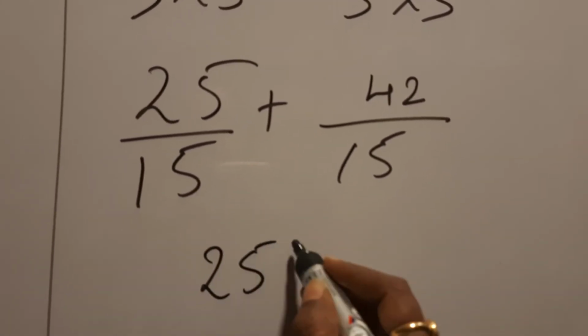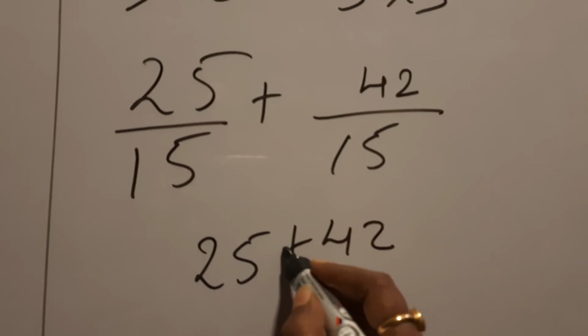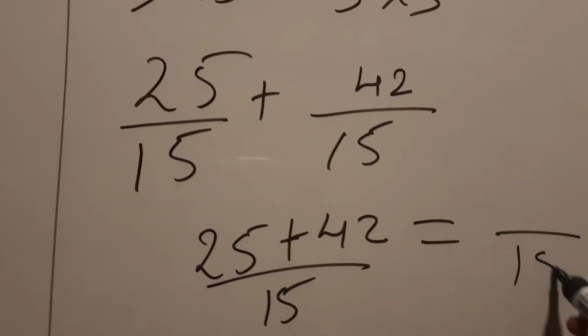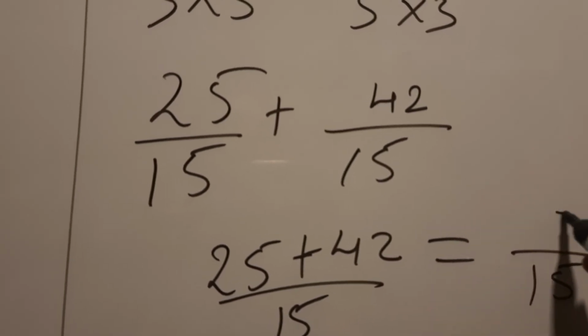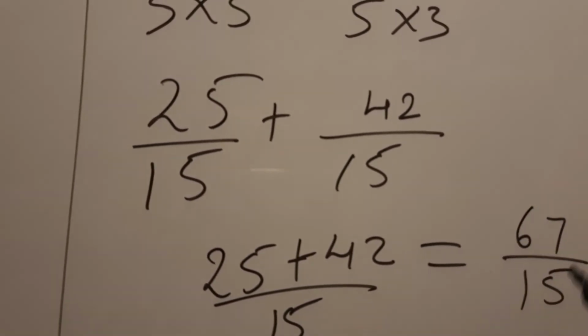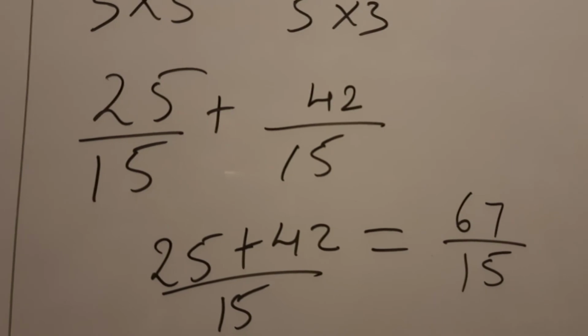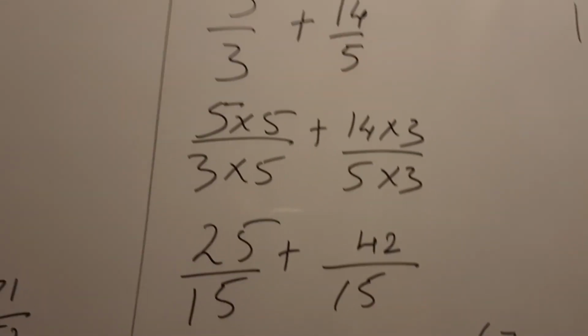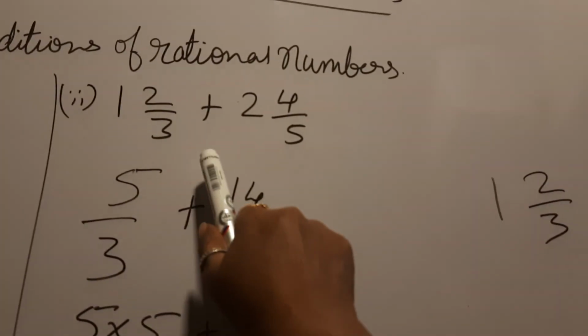So write it under one roof. 42 upon 15 is equal to 5 plus 2, 7, 4 plus 2, 6. 67 upon 15. So this is our final answer, children. Hope it's clear, children. I just made an error over here.